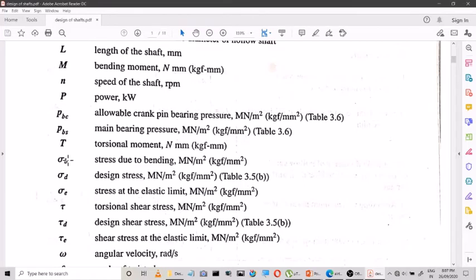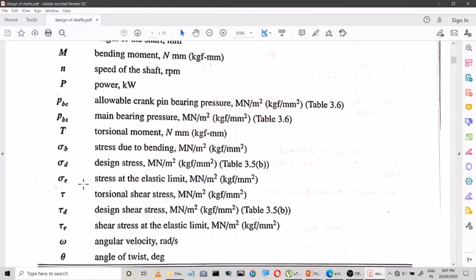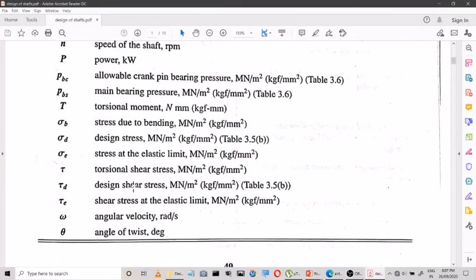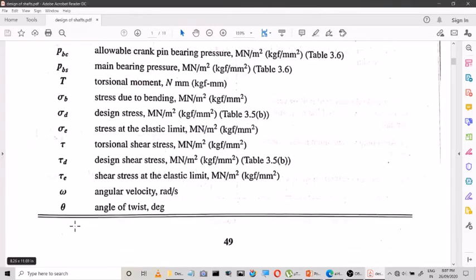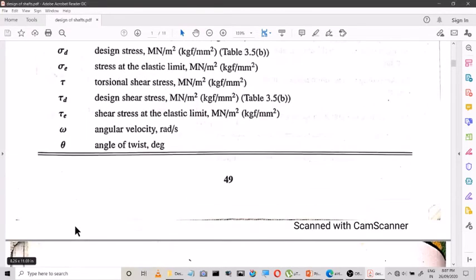Now here you have different notations. Sigma B stands for stress due to bending. Sigma D stands for design stress, allowable stress, or permissible stress. Sigma E stands for stress at the elastic limit. Suppose you want to design for the elastic limit, then you go for sigma E. Tau is torsional shear stress. Tau D is design shear stress. Tau E is shear stress at the elastic limit. Omega is angular velocity in radian per second. Theta is the angle of twist in degrees.